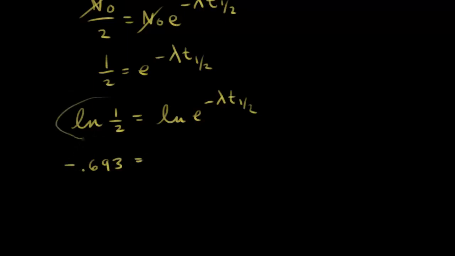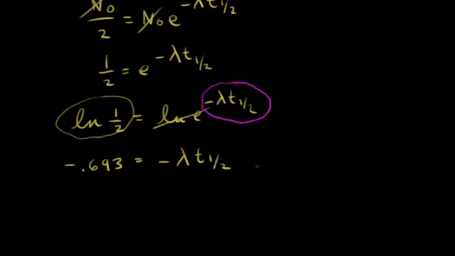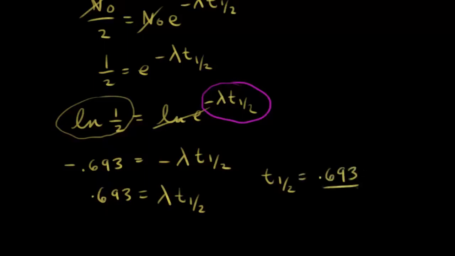0.693. So just plug it in your calculator and you'll get negative 0.693. And that takes care of the natural log and the e on the right, so all that's equal to just negative lambda t 1/2. And we don't have to worry about the negative signs. So 0.693 is equal to lambda times t 1/2. So we could solve for the half-life. If we solve for t 1/2, t 1/2 would be equal to 0.693 divided by lambda, the decay constant.